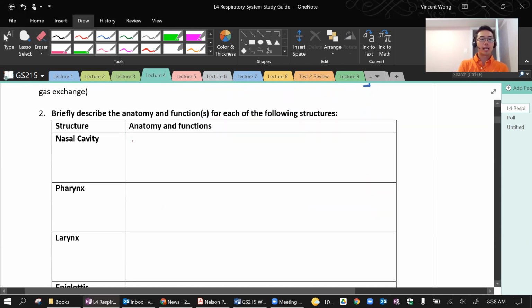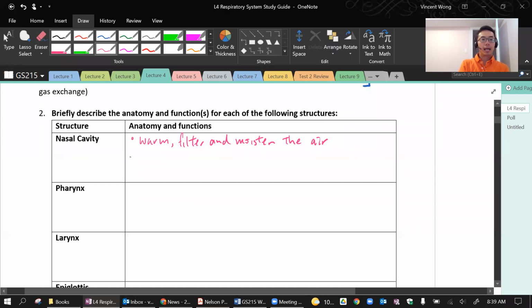So nasal cavity, anatomy and function. What is the function of the nasal cavity? Well, the nasal cavity is actually quite big. It's not just the nose. It actually opens up all the way inside. I'll show you a diagram of that later. But the function of the nasal cavity is basically to warm, filter, and moisten the air that we breathe. That's the main function of the nasal cavity.